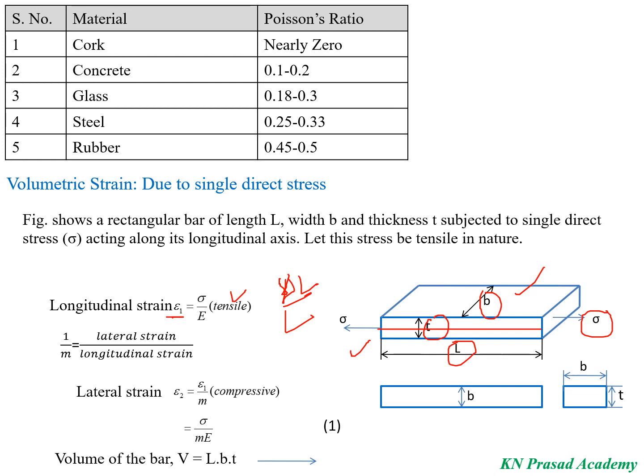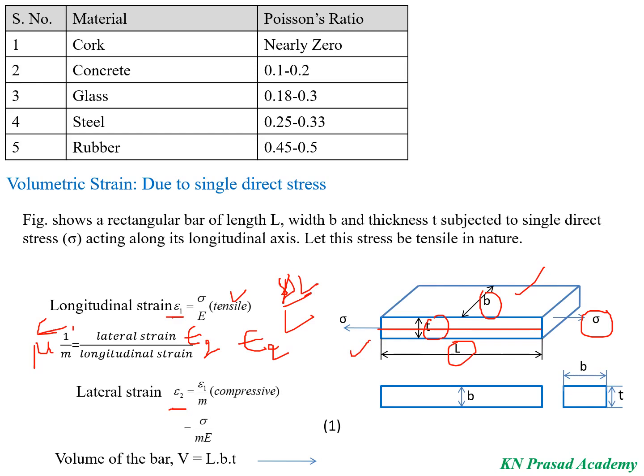Now we have to write down the lateral strain, that is epsilon 2, in terms of the Poisson ratio. We know the Poisson ratio, that is mu or 1 by m, equals the ratio of the lateral strain divided by the longitudinal strain. So the lateral strain, epsilon 2, equals the longitudinal strain, epsilon 1, into 1 by m. It is nothing but epsilon 1 divided by m.